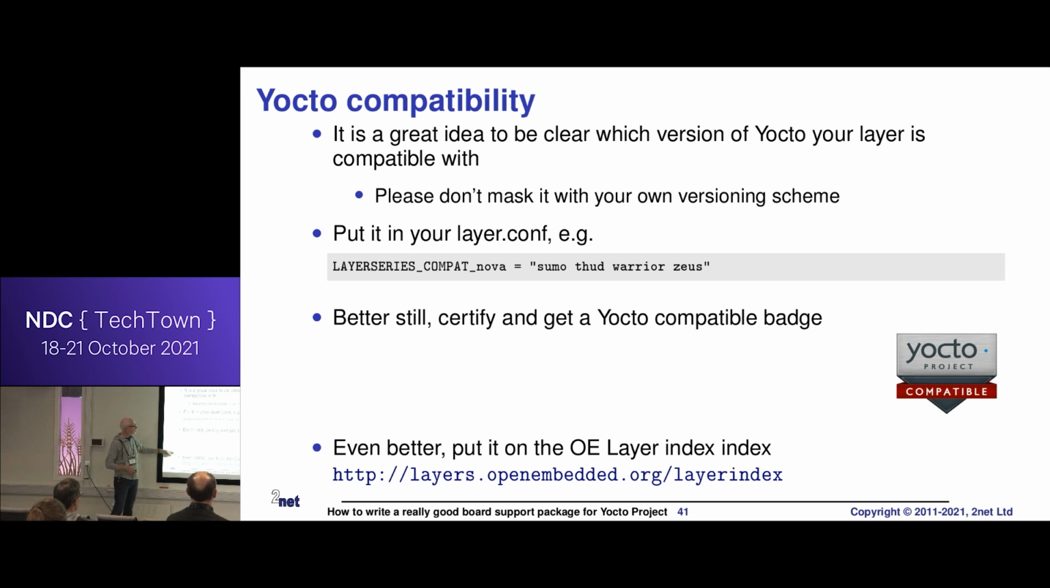And then having done that, it would be really nice to publish the layer out. This is the thing I was trying to remember. So this is the layer index, layers.openembedded.org/layerindex. Then that would appear as a BSP layer on there, and then anybody in the world can download your BSP and use your fantastic computer board.